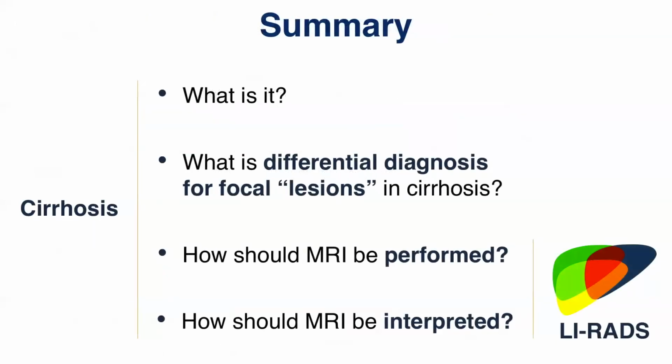Okay, so to summarize, we started by talking about what cirrhosis is, we talked about how common it is, and we talked about the differential diagnosis of focal liver lesions in cirrhosis. We spent a little bit of time talking about how MRI should be performed, and then we spent the chunk of our time talking about what LI-RADS is. We talked about how LI-RADS should be interpreted. We talked about the decision tree. We talked about the diagnostic table. We emphasized that we do not apply LI-RADS in patients in whom it should not be applied. And we worked through a few examples that I had prepared for you.